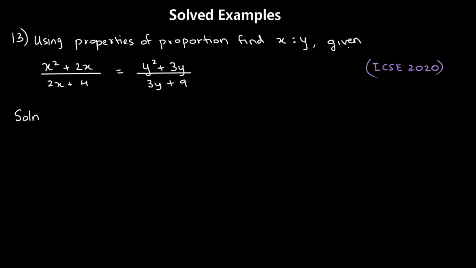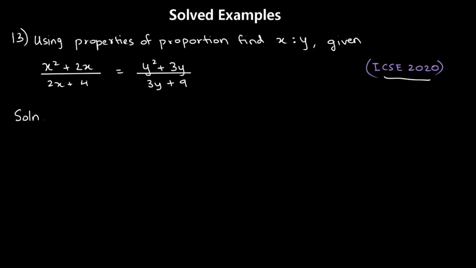Using properties of proportion, we want to find x is to y, and we've been given that (x squared plus 2x) upon (2x plus 4) is equal to (y squared plus 3y) upon (3y plus 9). This question had appeared in the ICSE 2020 examination, right? Now this question is a slight deviation from the type of questions we've been doing so far.